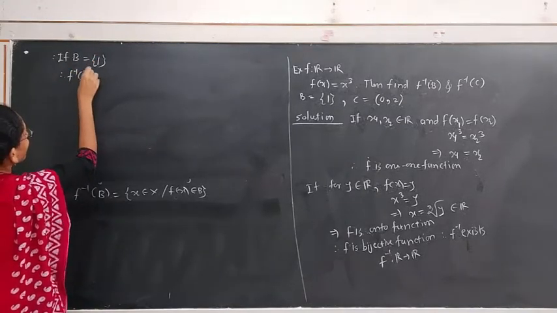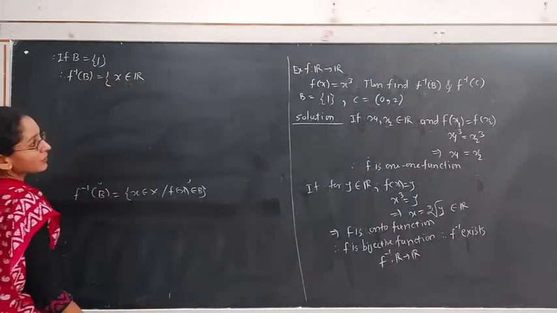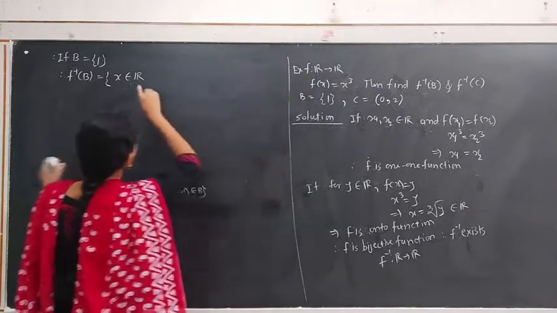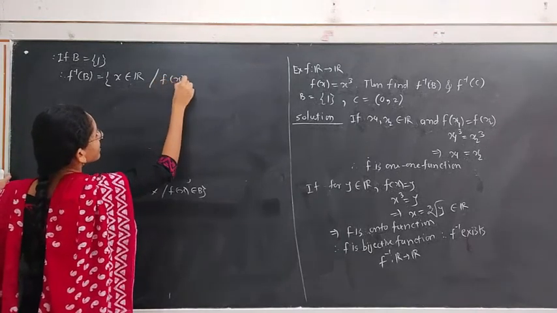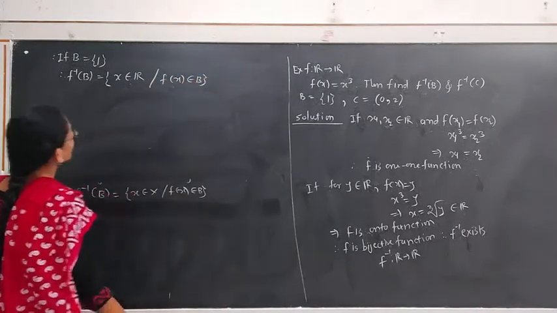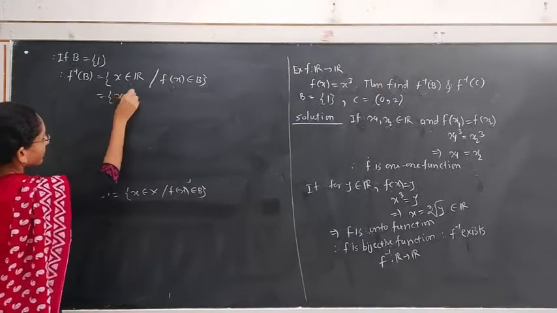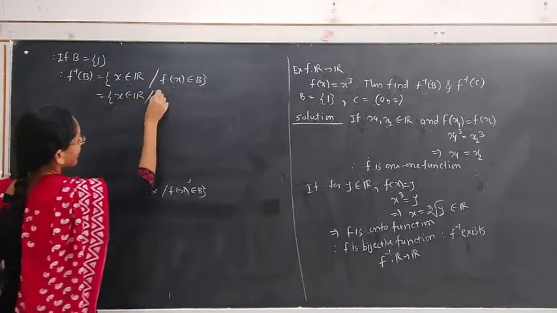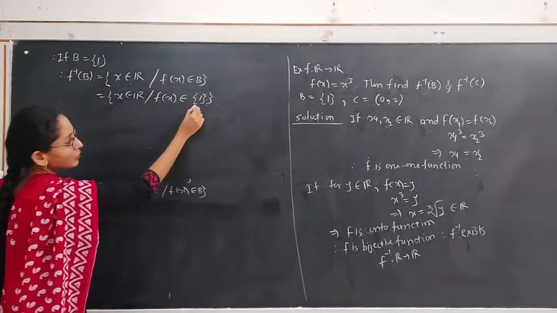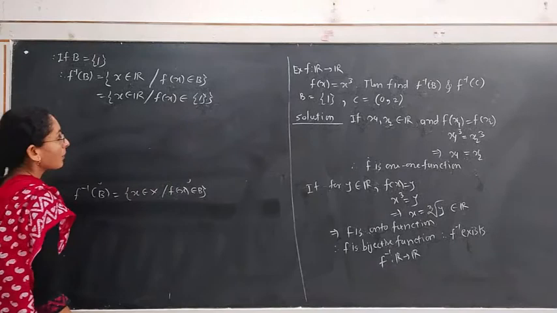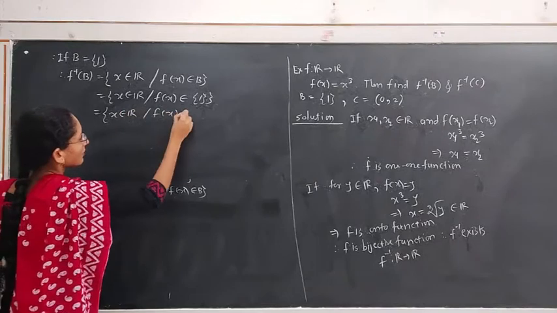Hence, f inverse of B, by this definition, is the set of all x belongs to X, because here the domain set of f is real numbers, x belongs to R, where f of x belongs to B. What is the set B? B is only the singleton set {1}. This is equal to x belongs to R, where f of x belongs to this set {1}. This set contains only one element, hence we take f of x equal to 1: x belongs to R, where f of x is equal to 1.